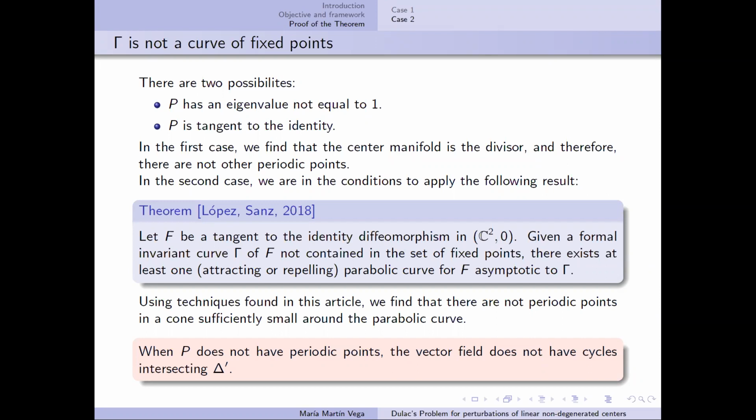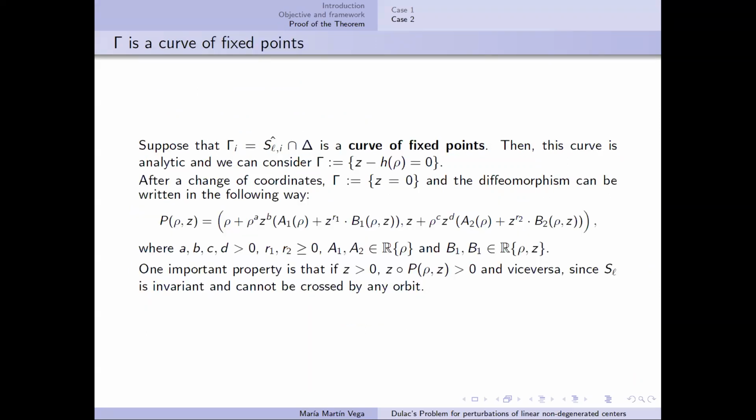So if P doesn't have periodic points, the vector field does not have cycles intersecting the plane where this Poincare map is defined. Now we go to the other case, and we can suppose that gamma is a curve of fixed points. Then this curve is analytic, because this is an analytic diffeomorphism, and we can consider it as a graph. After a change of coordinates, we can translate this curve to the curve set equal to 0.